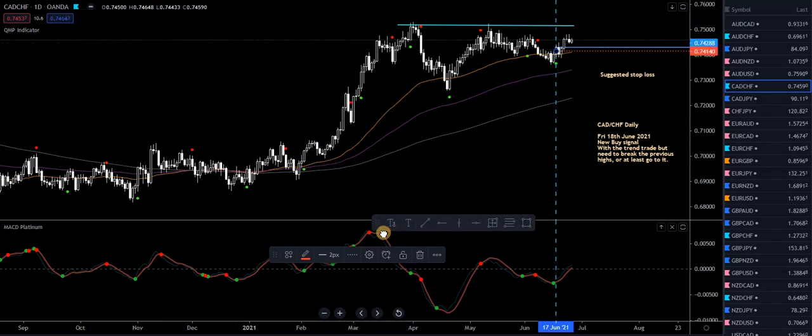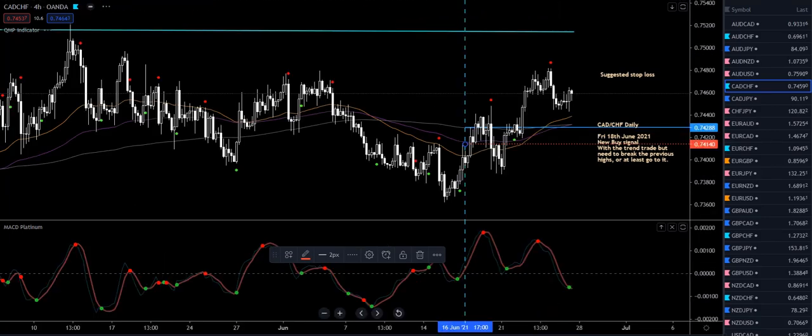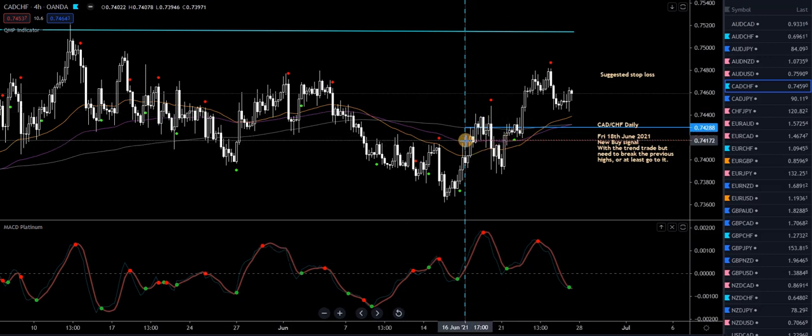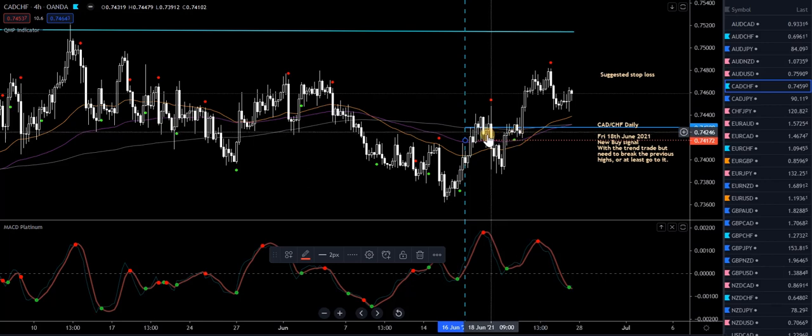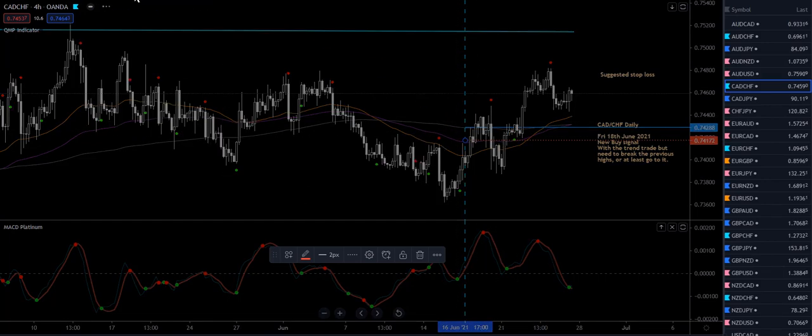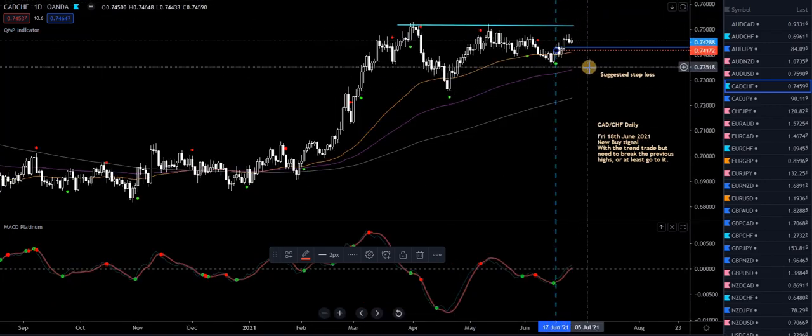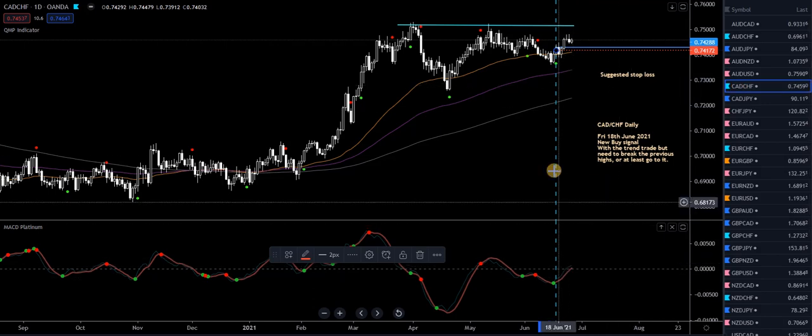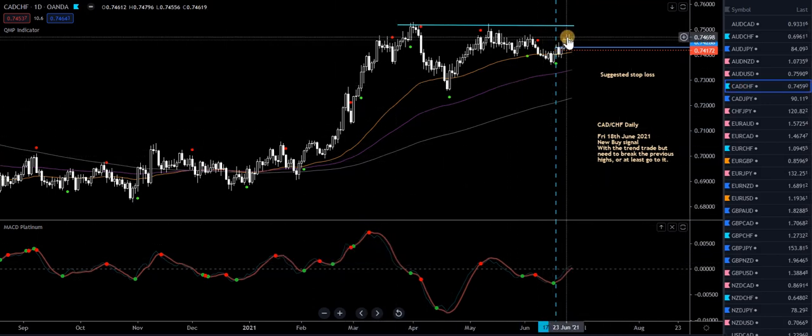Hang on a sec, I'll just move this down here. This is a daily chart, so sometimes I just drop down to a 4-hour chart and have a look where I could put my stop, below this low here or something like that. That's what I'll be doing now. It's MACD Platinum through the zero level. We're in a buy, close half.